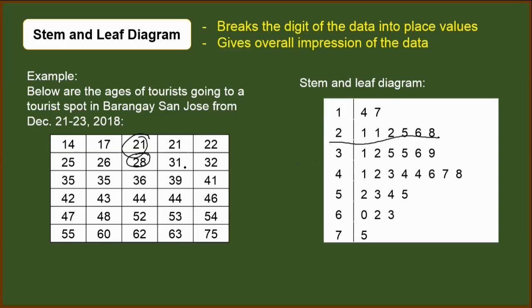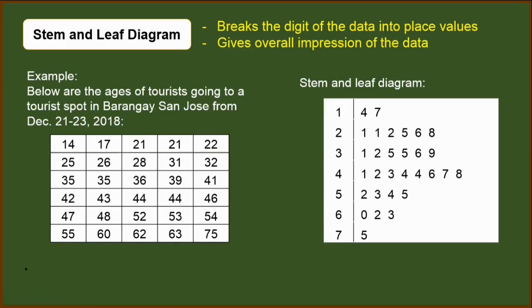That same principle goes for the line of 3, 31 until 39, this line. The line of 4, 41 until 48, this line. The line of 5, with just four elements, 52, 53, 54, and 55, this line. And the line of 6 and the line of 7.